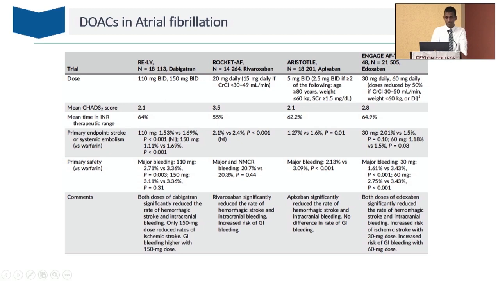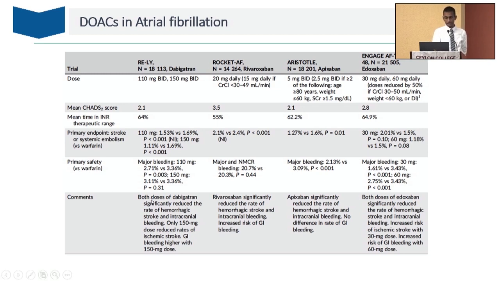So dabigatran was tested at 2 doses, 110 and 150. It was equally effective at 110, superior at 150 in reducing recurrent stroke. Rivaroxaban at 20 milligrams was equally effective. It was a non-inferiority trial. Same with apixaban and same with edoxaban. There were 2 doses, 30 and 60. Both were equally effective.